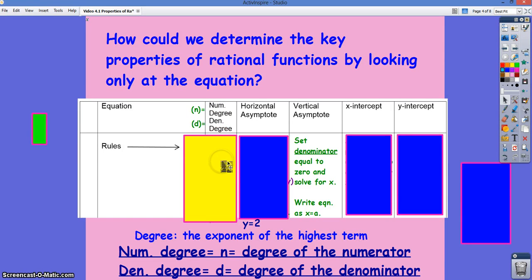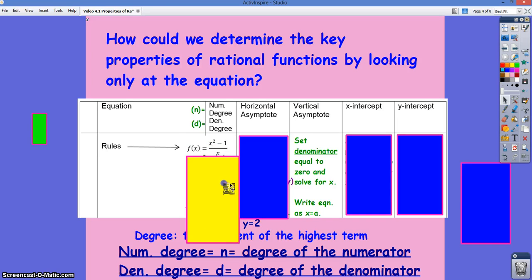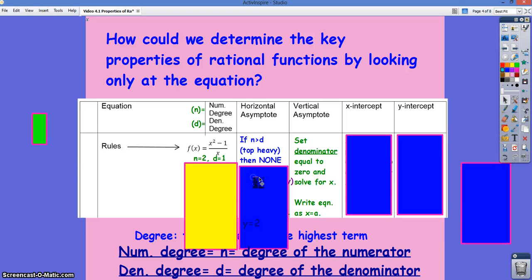There's 3 cases that we find here. The first case is this example here. The degree of the top of my numerator is 2, and the degree of my denominator is 1. So n equals 2 and d equals 1. In this case, the degree of the numerator is larger than the degree of the denominator. So I like to call this top-heavy. If our function is top-heavy, there will be no horizontal asymptote.